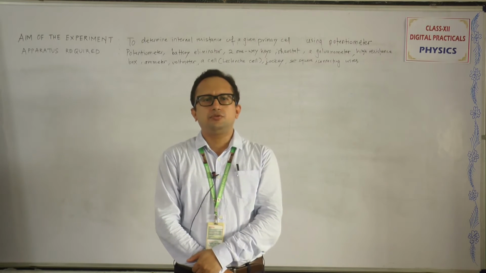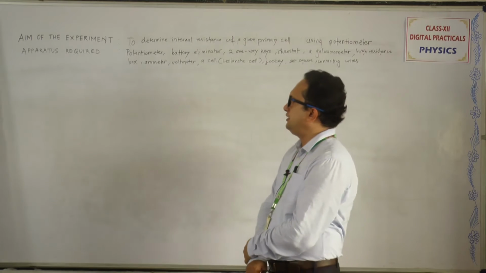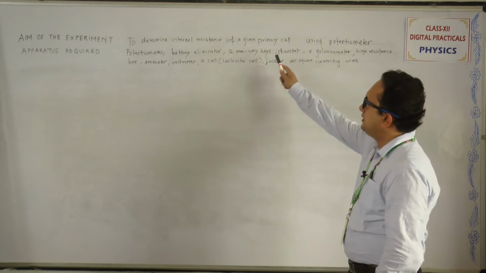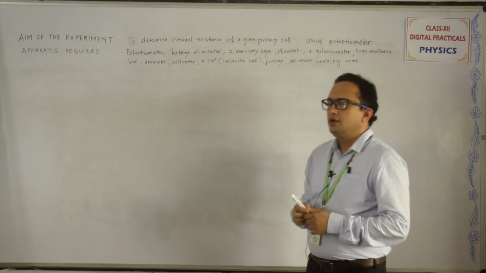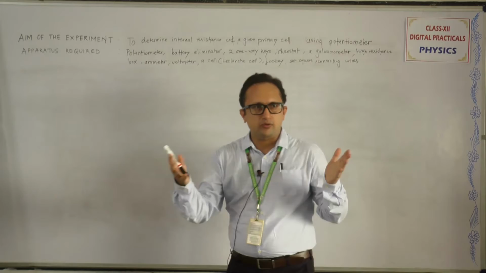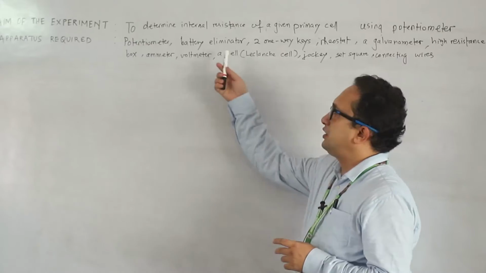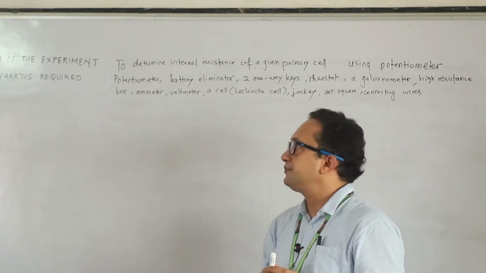So first let us go through the theory. The aim of the experiment is to determine the internal resistance of a given primary cell using a potentiometer. What apparatus will you require for this experiment? Of course, you require a potentiometer. You will require a battery eliminator, which will act like your driver cell or power source.